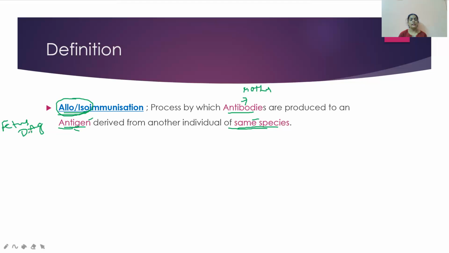Rh antigen, that D antigen. Okay. And this antigen, the D antigen, the mother lacks this D antigen, right? Then only allo or isoimmunization is possible. Okay, so it is production. The mother is producing antibodies against the fetal antigen which she lacks. Means she lacks this Rh antigen, right? Because she is Rh negative.